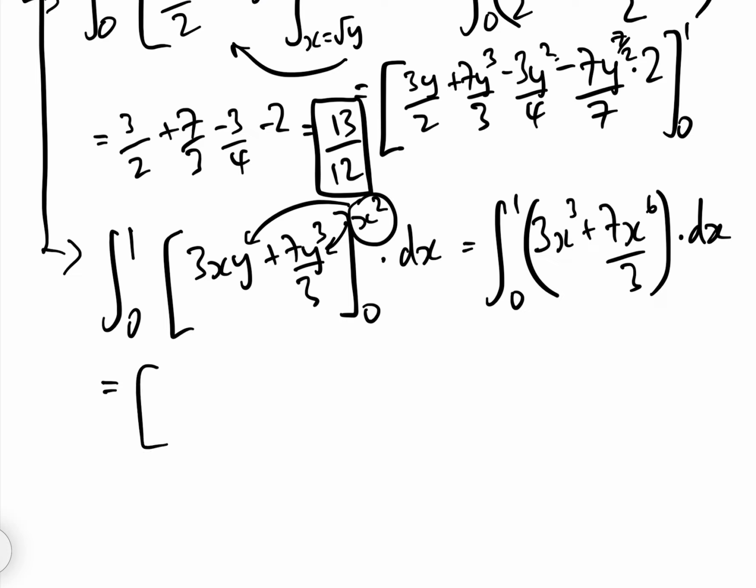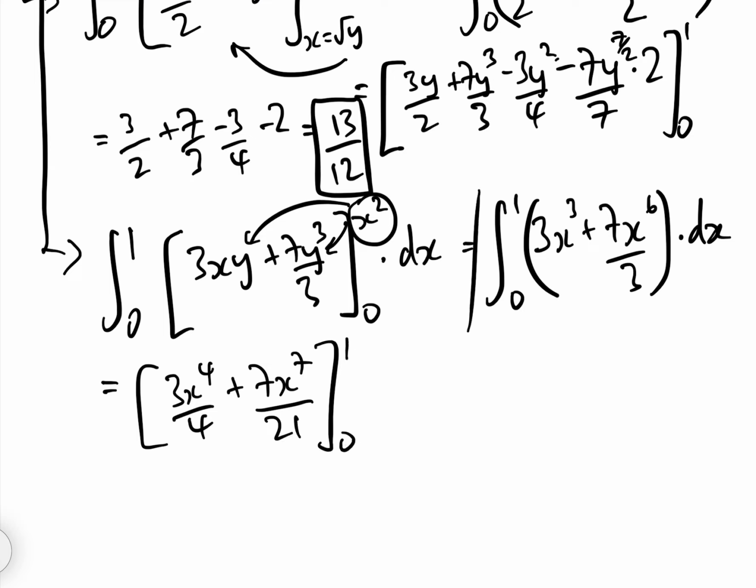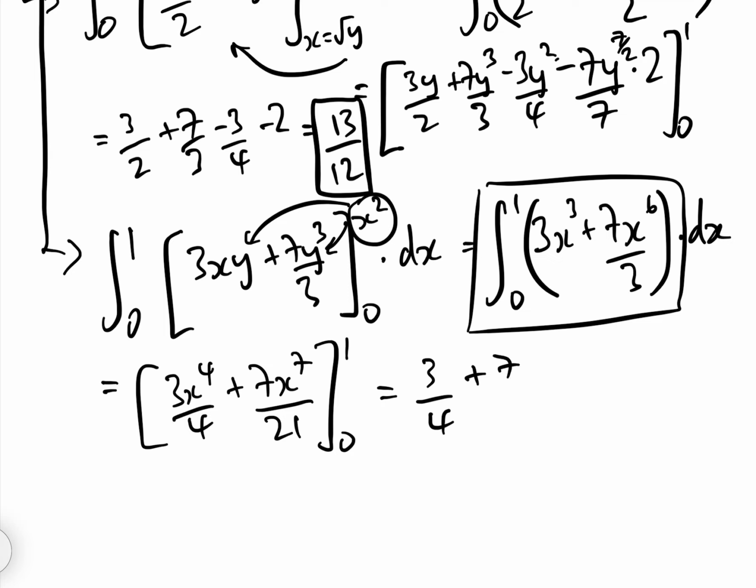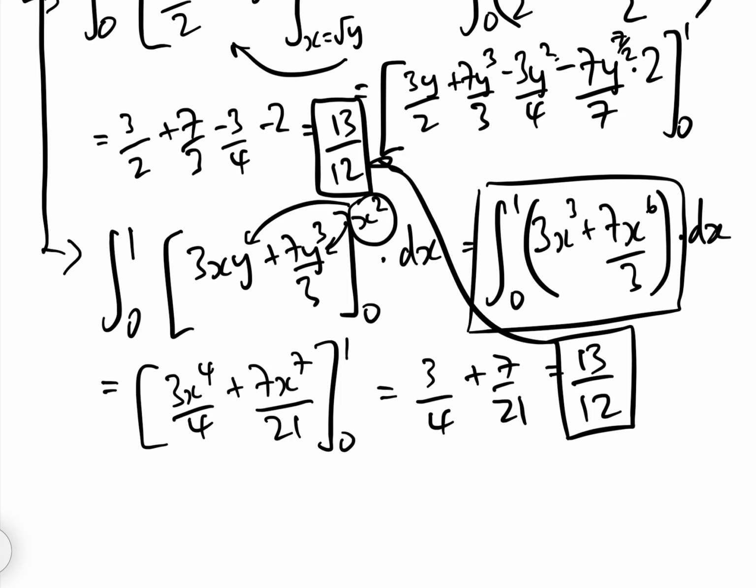So that equals, now integrating with respect to x, that gives us 3x to the 4 over 4 add 7x to the 7 over 21 between 1 and 0. That's just integrating this bit here, and that gives us 3/4 add 7 over 21, which equals 3/4 add 1/3, which again is 13 over 12. So either way we do it, whether we integrate with respect to y first or with respect to x first, we get 13 over 12 as the volume.